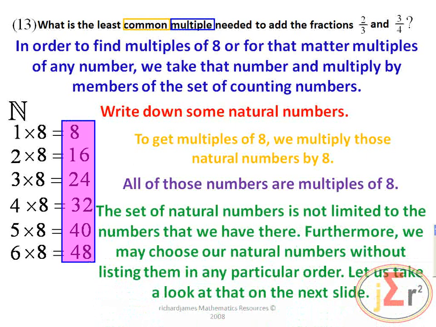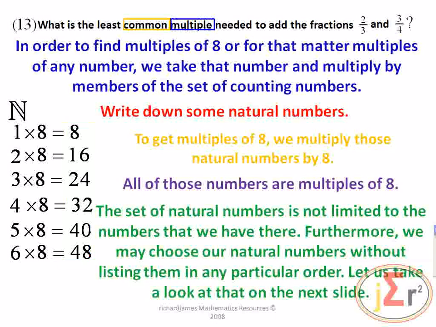The set of natural numbers is not limited to those numbers that we have there. Furthermore, we may choose our natural numbers without listing them in any particular order. Let us take a look at that on the next slide. Okay, here's our question to Jerry. We have what we call natural numbers here. Okay? Yes. Alright. Now what we need is natural numbers. Can you tell me some natural numbers that are not here? As long as it is a counting number, a 7, what else?